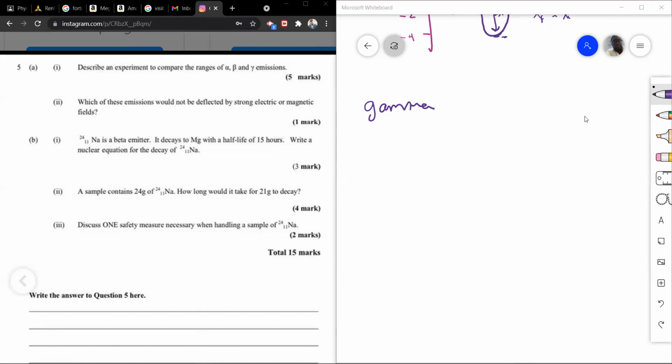Sodium is a beta emitter. It decays to magnesium with a half-life of 15 hours. Write down a nuclear equation for the decay of sodium. Sorry, tiredness from yesterday just hit me. All right, somebody talk to me.